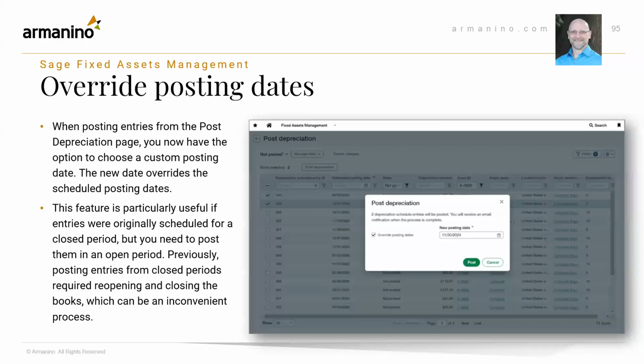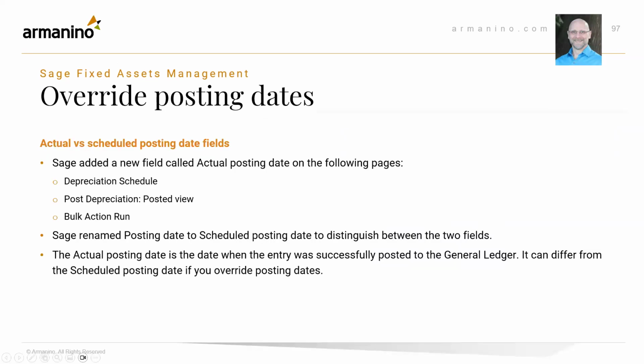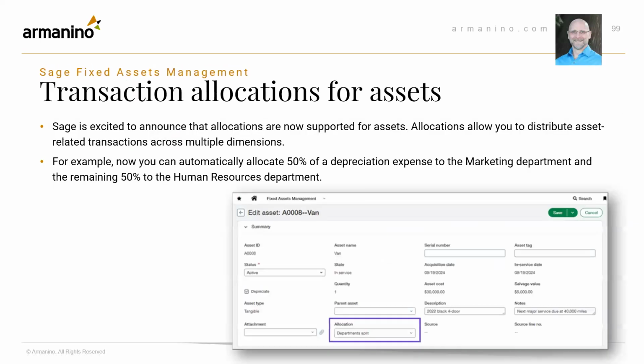Moving on to Sage Fixed Assets Management. You can now override posting dates when you're doing manual posting. The thing I love about Sage Fixed Assets Management, which is the new Fixed Assets Management module, is that you can actually set it up for auto posting. But if you go in and manually post, you can now override the posting date there. I'm going to show that actually in just a second.